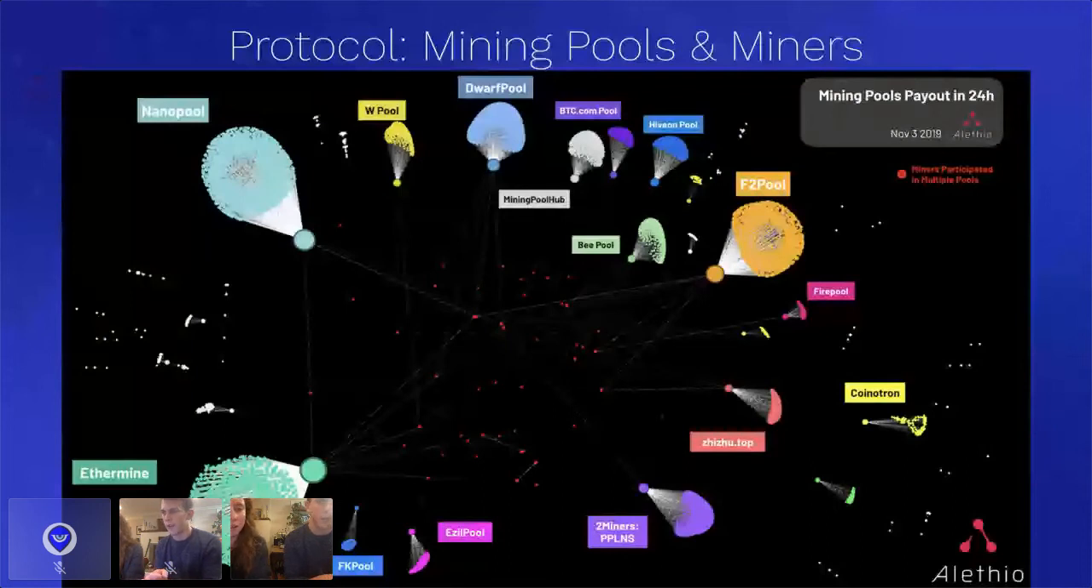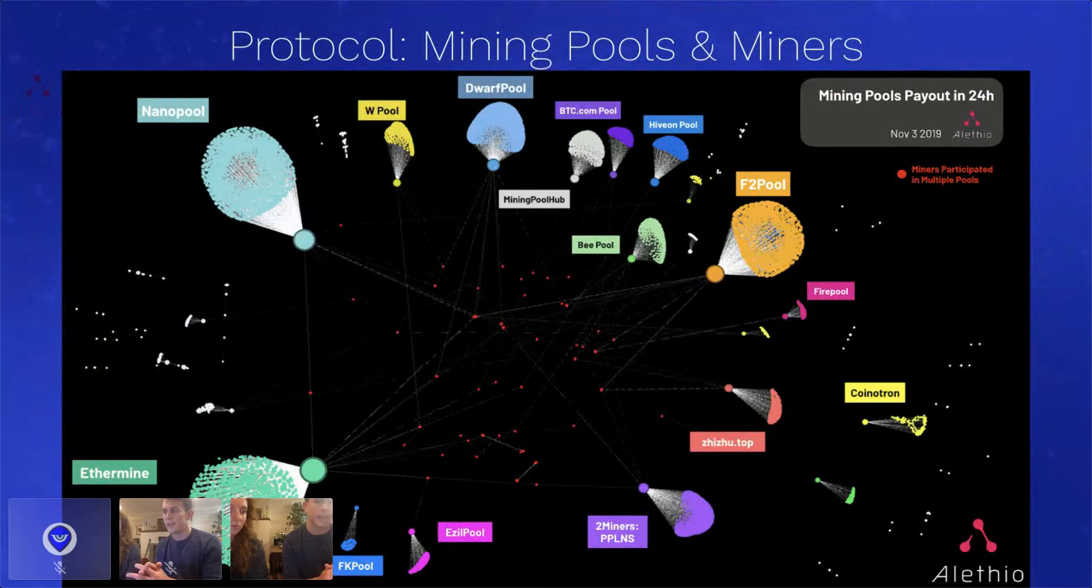So what we did is we visualized miners' relationships to different pools. We pulled data for payout transactions of all mining pools for a random 24-hour period, in this case, November 3rd. Each of the dense colored circles, which are sort of around the edges, represent a mining pool address, and the web of dots around it show addresses that have received a payout. Again, this is only for on-chain payouts. The red dots in the middle of this chart were the addresses that received mining rewards for more than one mining pool within that 24-hour period.